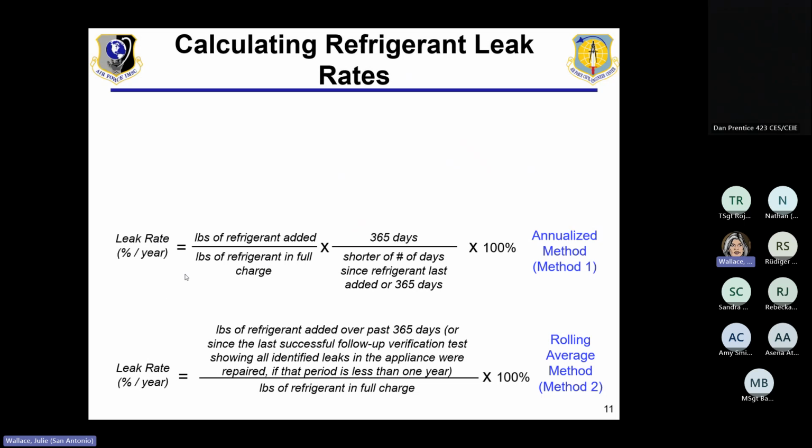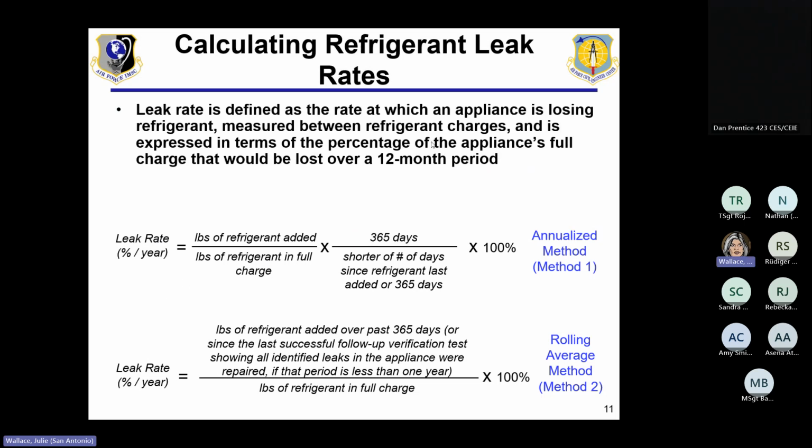All right, calculating leak rate. So leak rate is defined as the rate at which an appliance is losing refrigerant. There are 2 different types of methods that you can calculate it. It can be the pounds of refrigerant added divided by the full charge, and by full charge I mean circuit, times 365 days over the shorter number of days since the last refrigerant was added, times 100. That's known as method 1. I will show you how you can do that.